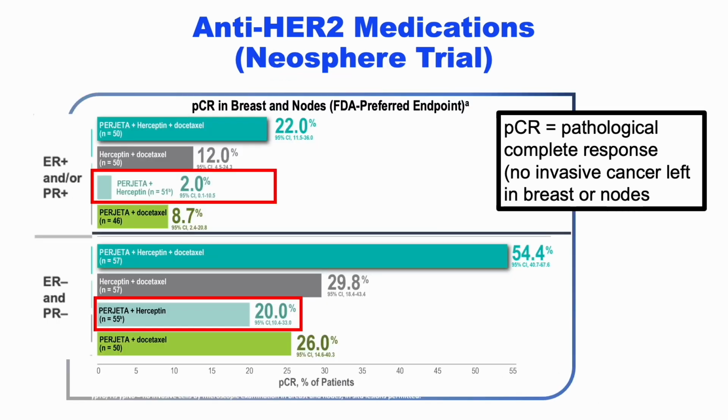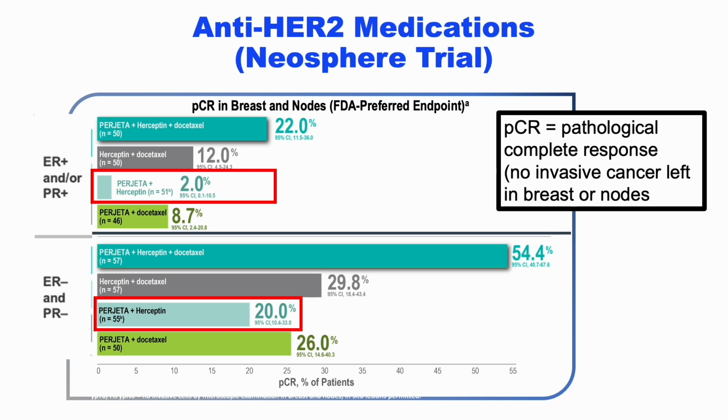Now, the second study that's worthy of mention is called the Neosphere trial. This was a trial that was similar to the Trifina trial in that it was a trial of patients with node positive or advanced HER2 positive breast cancer. These patients were also treated with upfront anti-HER2 therapy and/or chemotherapy in 4 various combinations, followed by surgery of the breast and lymph nodes to see how effective the drugs were at clearing cancer from these sites. The specific goal here was to determine the pathological complete response rate.